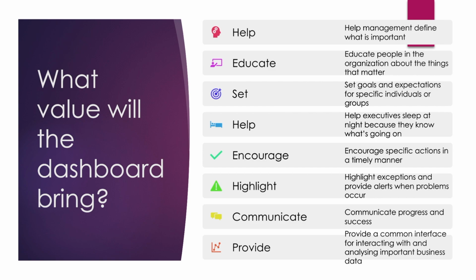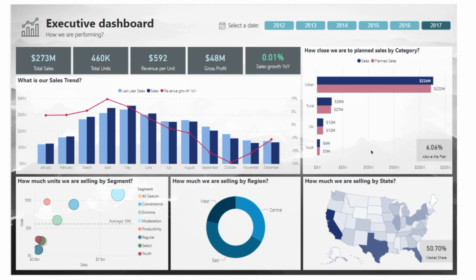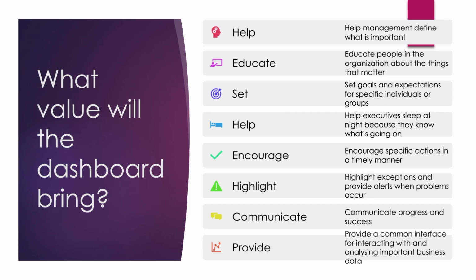And also, it helps them to set the goals and expectations for specific individuals or groups. As you can see here, it talks about how close we are to the planned sales by category. So it sets an expectation or benchmark that this is what we are trying to achieve. Our sales should be at this number by the end of the year, and are we on track with that? That kind of expectation and goals we can set by looking at the value we get out of this dashboard.